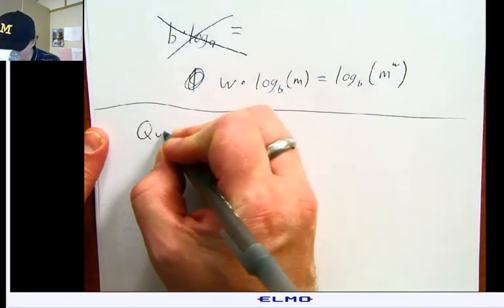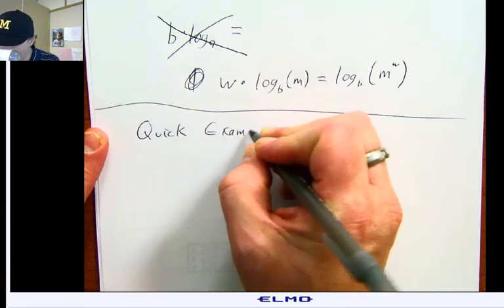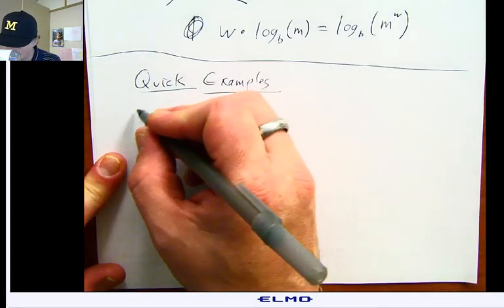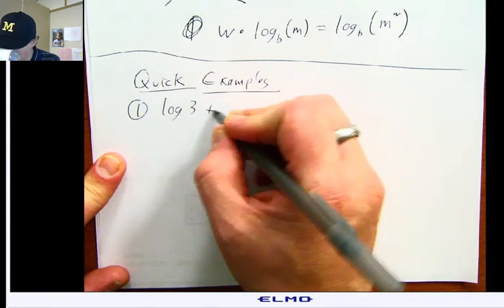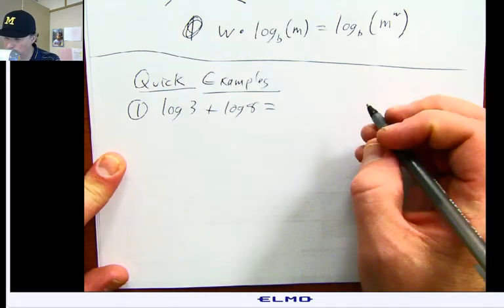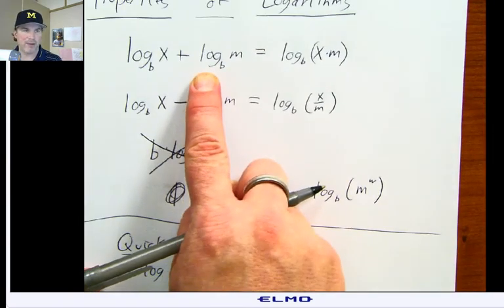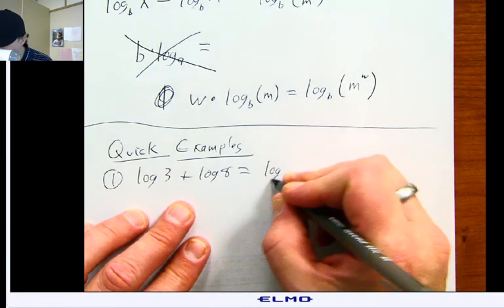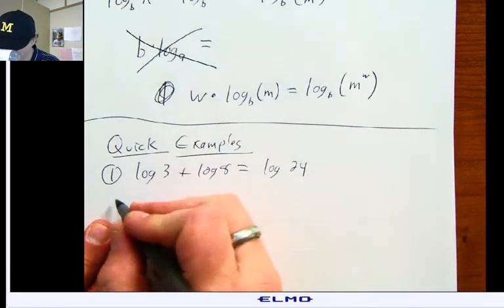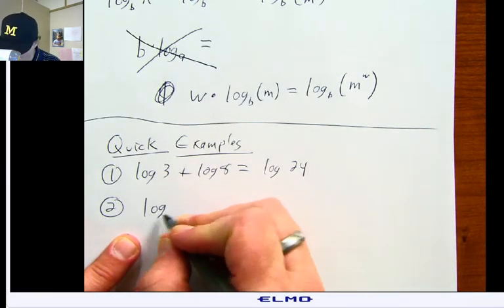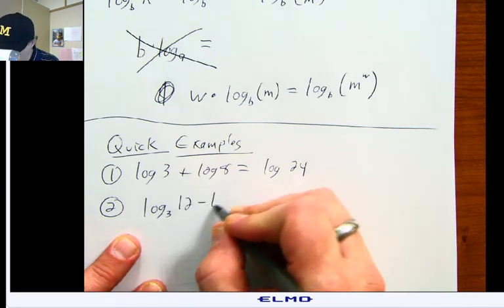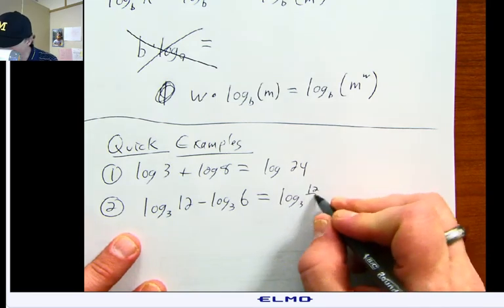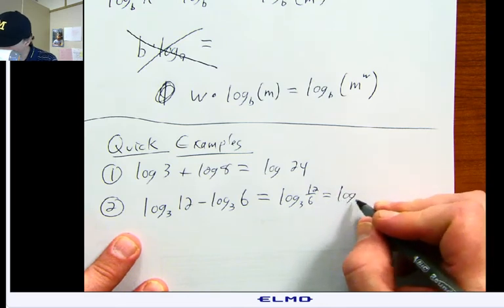Just some quick examples. This is a pretty short lesson today because the bulk of the lesson was working on the investigation that you did before this. Number one, if I had log 3 plus log 8, that's the first property: if you add them, you can combine them into one log and multiply. So this would be log 24. Number two, if I had log base 3 of 12 minus log base 3 of 6, this would be equal to log base 3 of 12 divided by 6, which is 2. So log base 3 of 2.